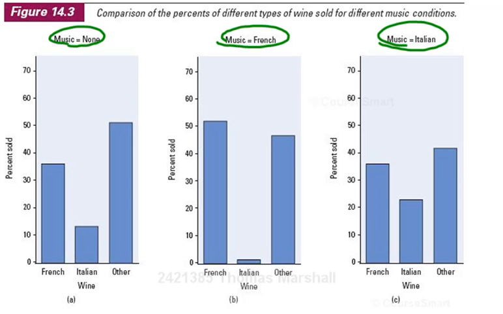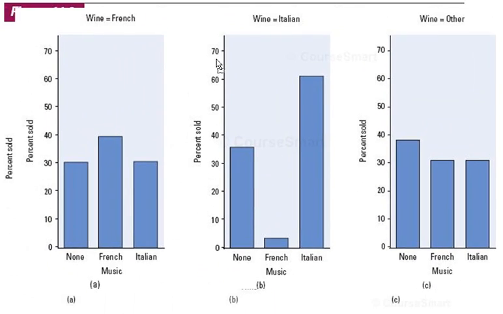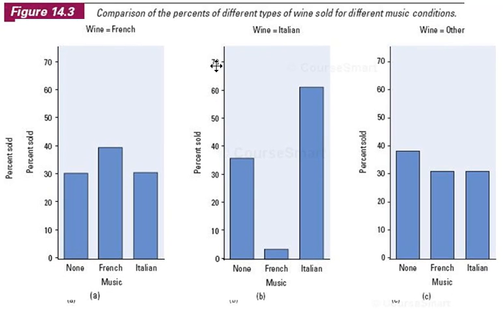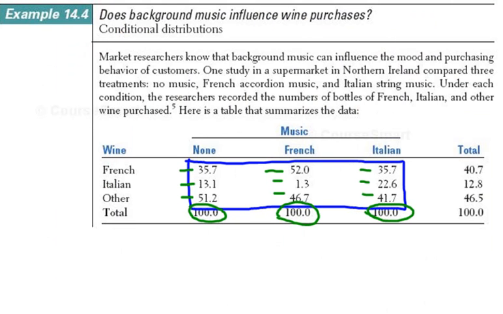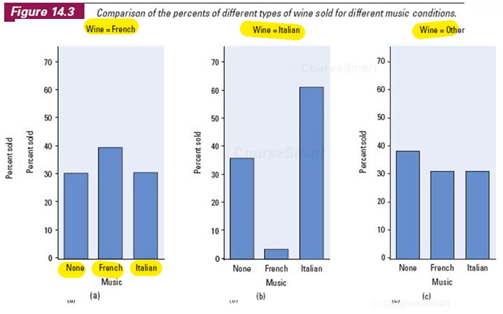Is there a difference? And if I did them the other way, I could get a look at what kind of music was playing when a particular type of wine was sold. So this tells me French wine, what percent was bought with no music, with French music, with Italian music. So I should be able to take a two-way table like this, make it into percents, and I should be able to make and interpret graphs.